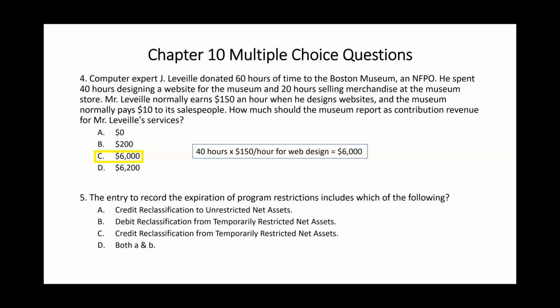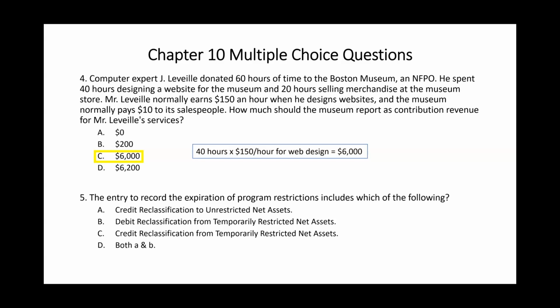And then finally, number 5, the entry to record the expiration of program restrictions include which of the following? So, do we credit the reclassification to unrestricted net assets? Yeah, we do that because we've got to increase unrestricted net assets, right? Because that time or that purpose has been met, and so now we can move those temporarily restricted net assets to unrestricted. And then so we know A is right.